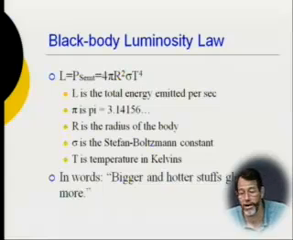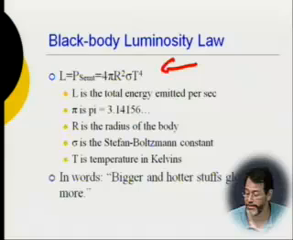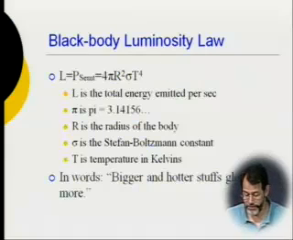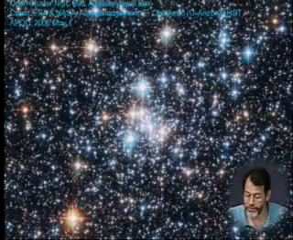Because last time we assumed everything was the same size. So now we got more sophisticated. We say, what about big stuff and small stuff? Let's throw that in too. And so this is as sophisticated as we're going to get. Luminosity is 4 pi r squared sigma T to the fourth. This is one of the mathier lectures, by the way, we're going to have. Usually we're not going to be this mathy.